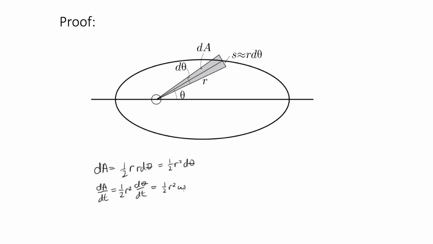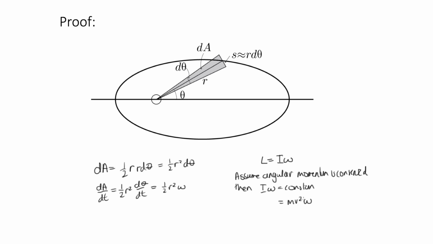Now, r squared omega should vaguely remind you of moments of inertia. We've got that the total angular momentum is given by I omega, and the angular momentum is conserved. So if we assume angular momentum is conserved, then I omega is equal to a constant. And we've just got a planet, a point mass moving here, so I is given by m r squared.